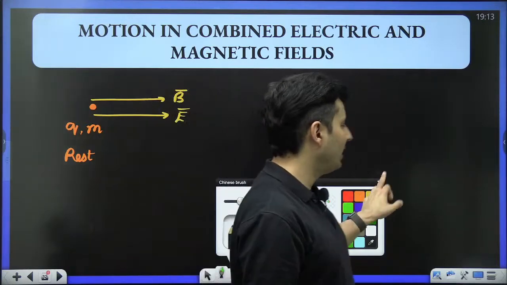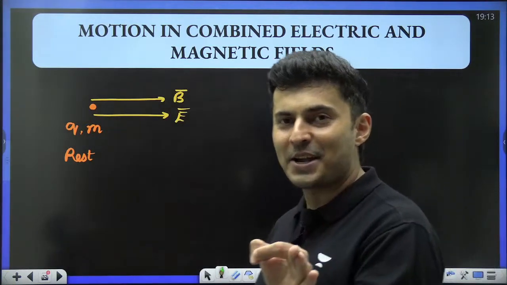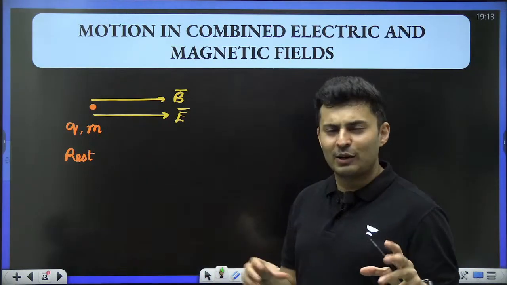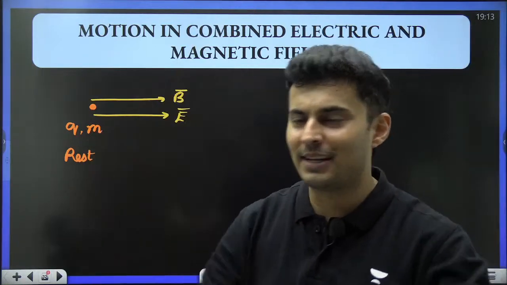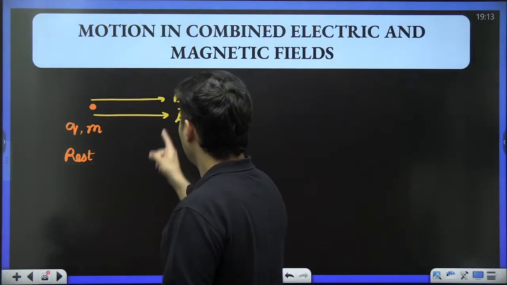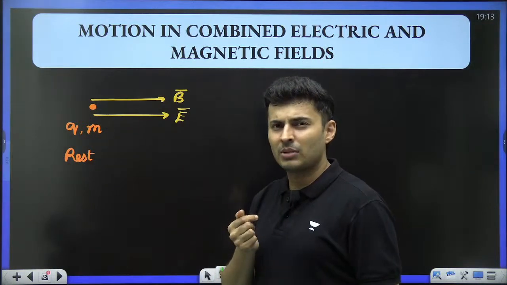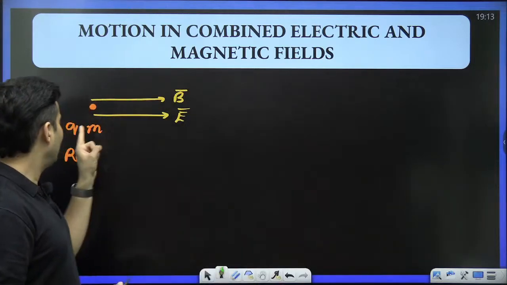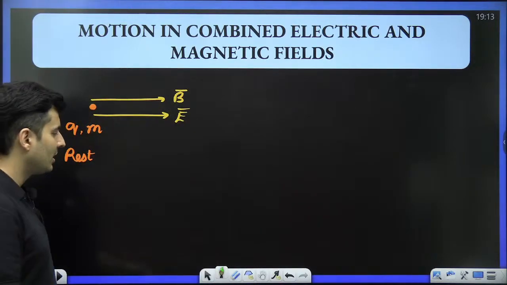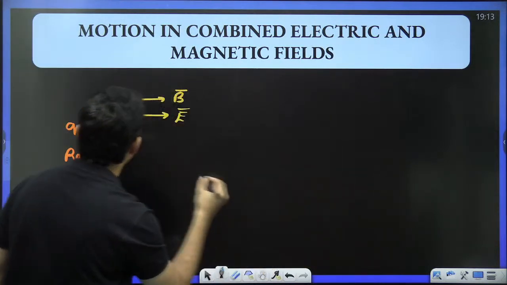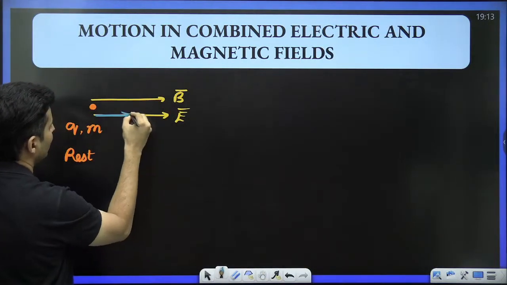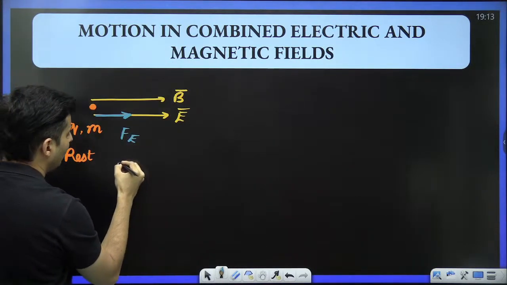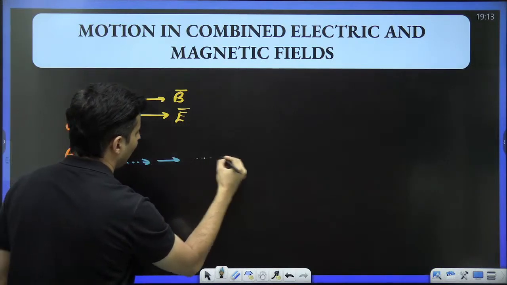What do you think will happen next? Will it go somewhere? Will it accelerate? Will it go circular? Or something else will happen? Think about it. Because of the magnetic field, nothing, because velocity is zero. Because of the electric field, yes, there will be a force. Every charged particle experiences force in the direction of the electric field. So there will be a force because of the electric field like this.